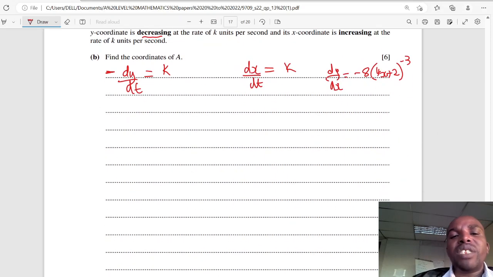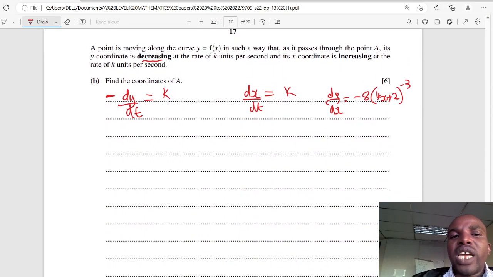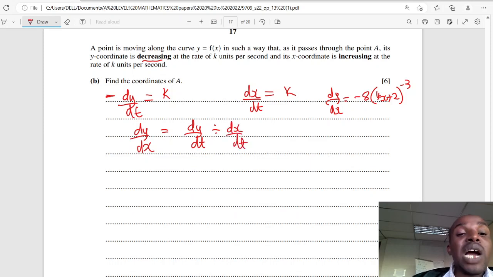We have three items here, and we want to find the coordinates of A, the point that lies on our curve in this case. Given that we have dy/dt, how can you find dy/dx? You can formulate an equation here: dy/dx is equal to dy/dt divided by dx/dt. So from this, you can find our dy/dx.